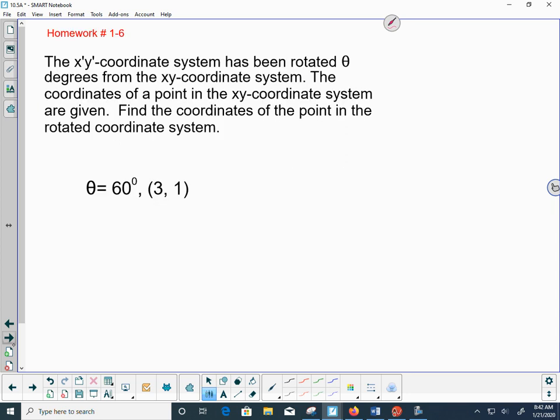So let's suppose I have a point (3, 1) on my regular xy axis. So if I ask you to graph (3, 1), everyone should be able to graph that: 1, 2, 3, 1. There's that point right there. (3, 1). What I'm going to do is rotate the axis about 60 degrees.